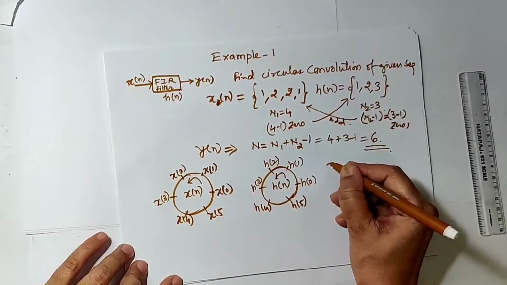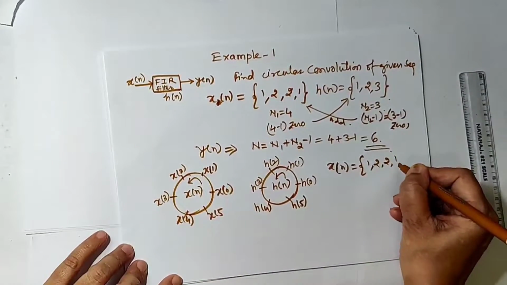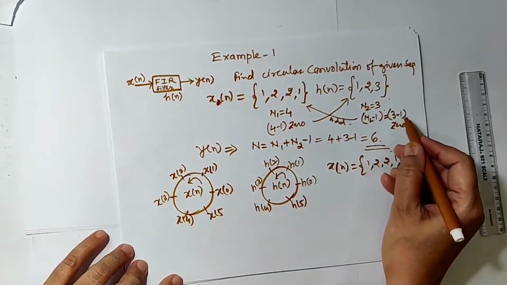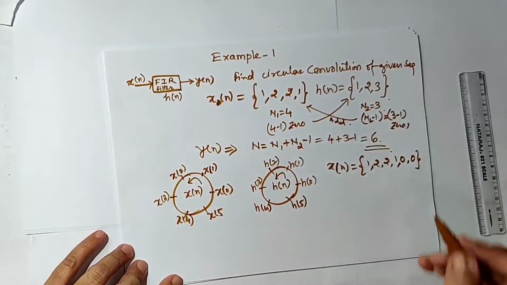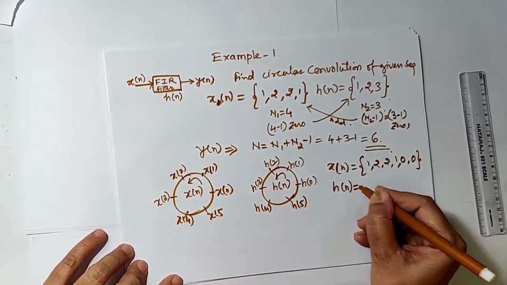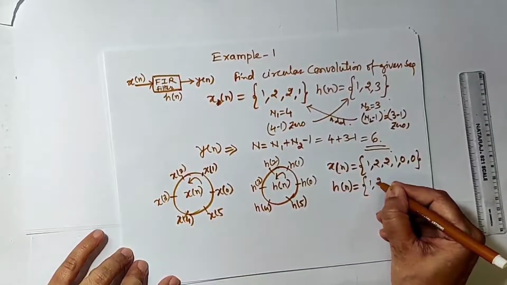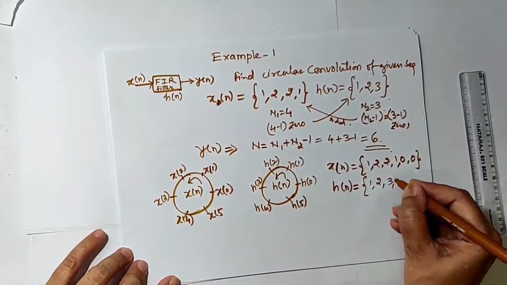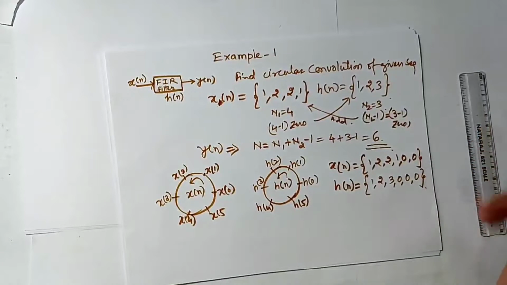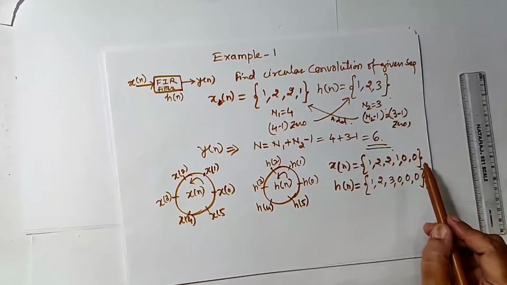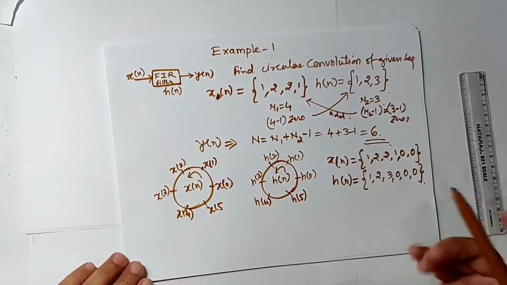And the sequence xn will become 1, 2, 2, 1, 0. How many zeros? 3 minus 1, 2 zeros, so the length should be 6. And what does hn become? 4 minus 1 zeros added to hn. So the sequence becomes 1, 2, 3, then add 3 zeros. Now this is our problem and this would be the sequence. So you can solve it.